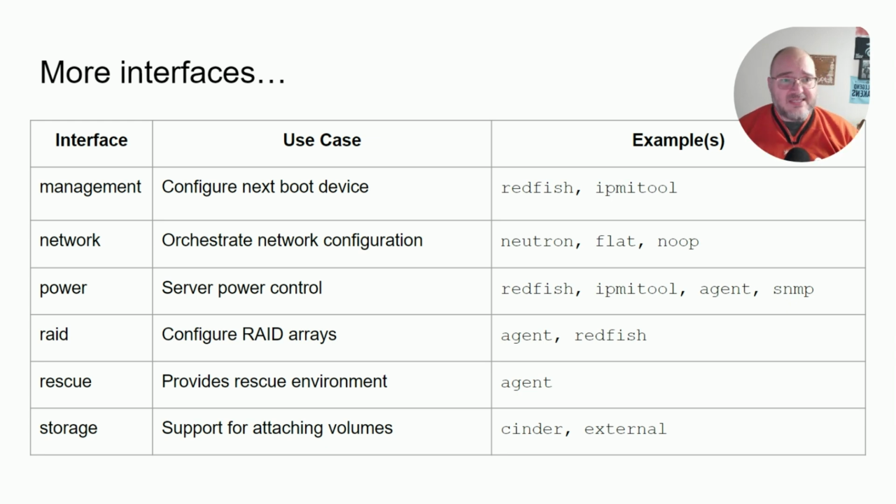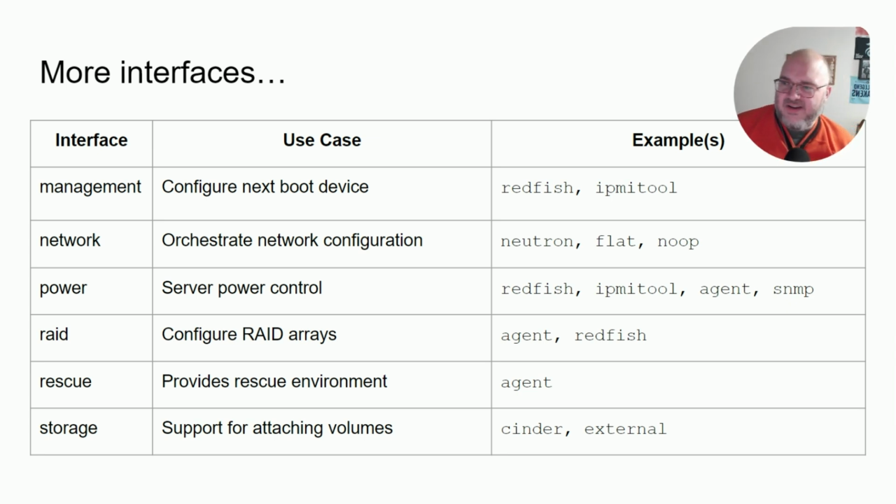So we can control PXE booting versus local disk booting. It's optional, but it's a nice thing to have. Network interface, which allows you to plug in different ways of managing networks. Today, the only meaningful implementation we have of this is Neutron, but we have a project underway to provide a simpler interface for people who want to use Ironic standalone.